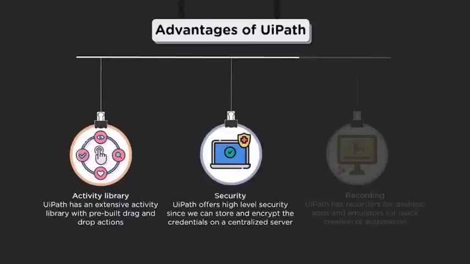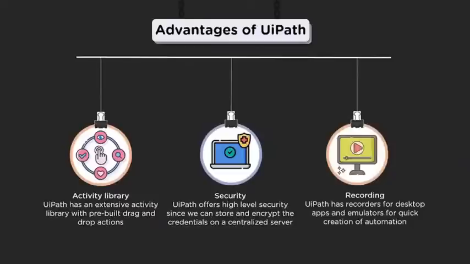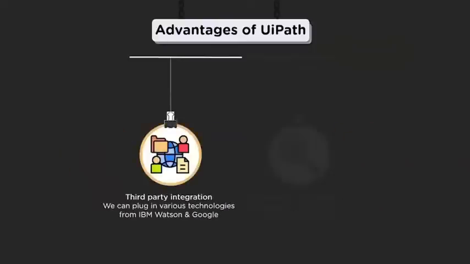Next up is security. RPA deals with a variety of information like credit card numbers, financial information, and passwords. UiPath offers extensive security since all the information can be encrypted and stored on a centralized server. Up next, we have recorders. UiPath uses a micro recorder to record the user actions such as mouse clicks and keystrokes. Once the actions are recorded, they can be emulated using emulators for quick automation.